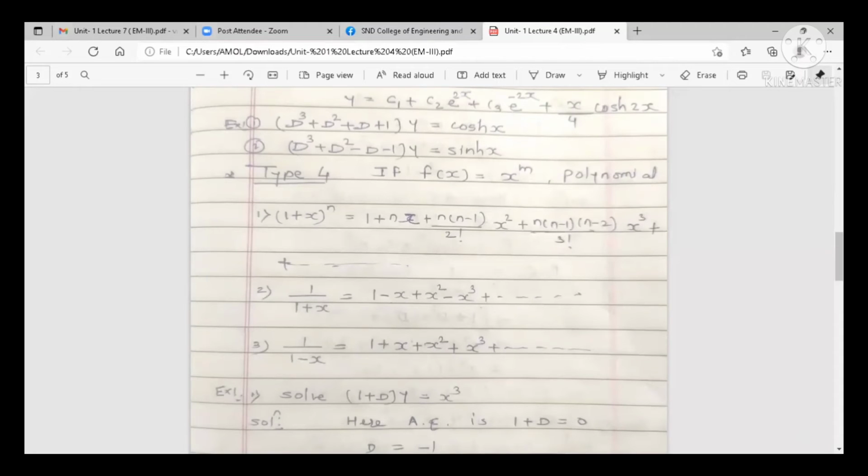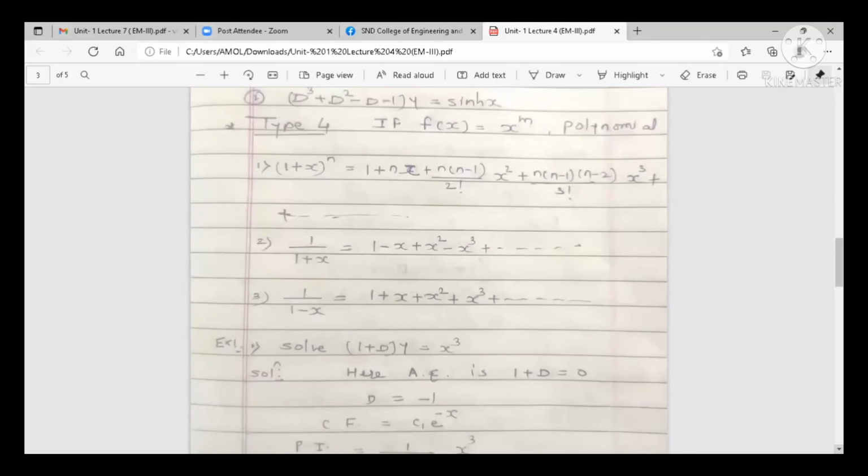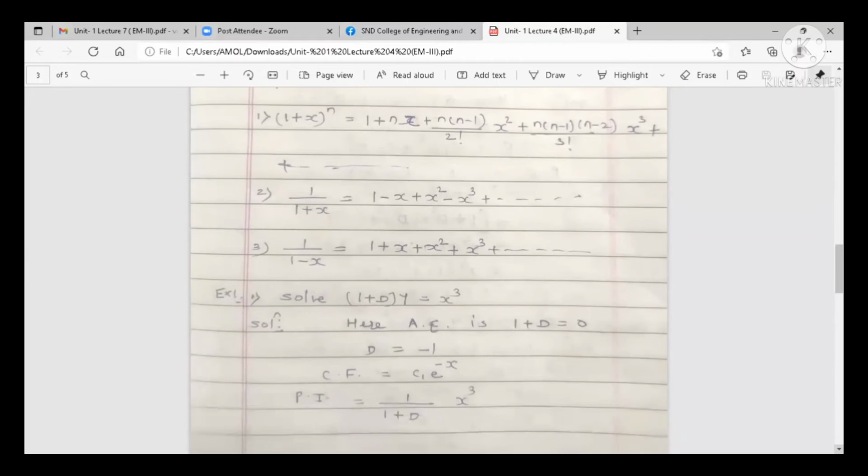Now the example to find the PI when your function is a polynomial function. See the example. Solve 1 plus D into y is equal to x cube. Here the auxiliary equation is 1 plus D is equal to 0. Because the example is the reduced form of LDE, phi of D into y is equal to f of x. So your phi of D is 1 plus D, equate it equal to 0, you will get the auxiliary equation. And so the value of D is here -1 because it is a linear equation, and the root is -1. So the complementary function is c1 e raised to -x here.